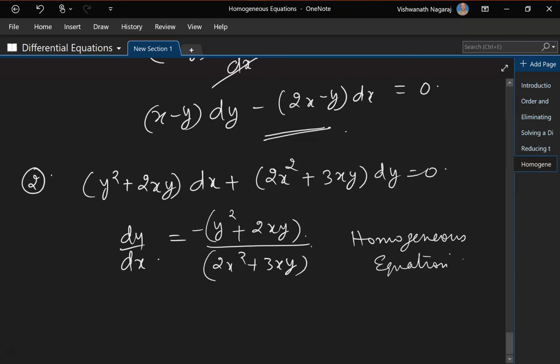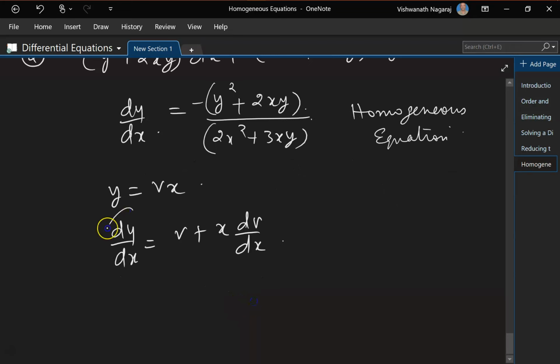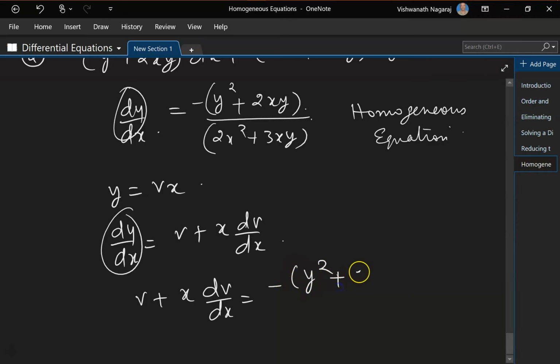Now what do we do? Take y is equal to vx. dy by dx is equal to v plus x dv by dx. So we have dy by dx, dy by dx. So which means we can write it as v plus x dv by dx is equal to minus y square plus 2xy by 2x square plus 3xy.